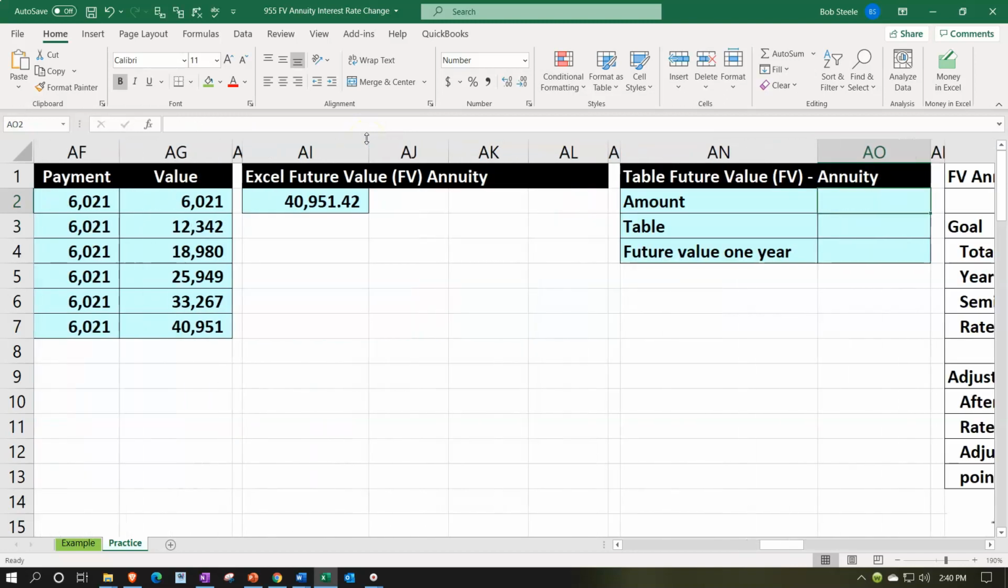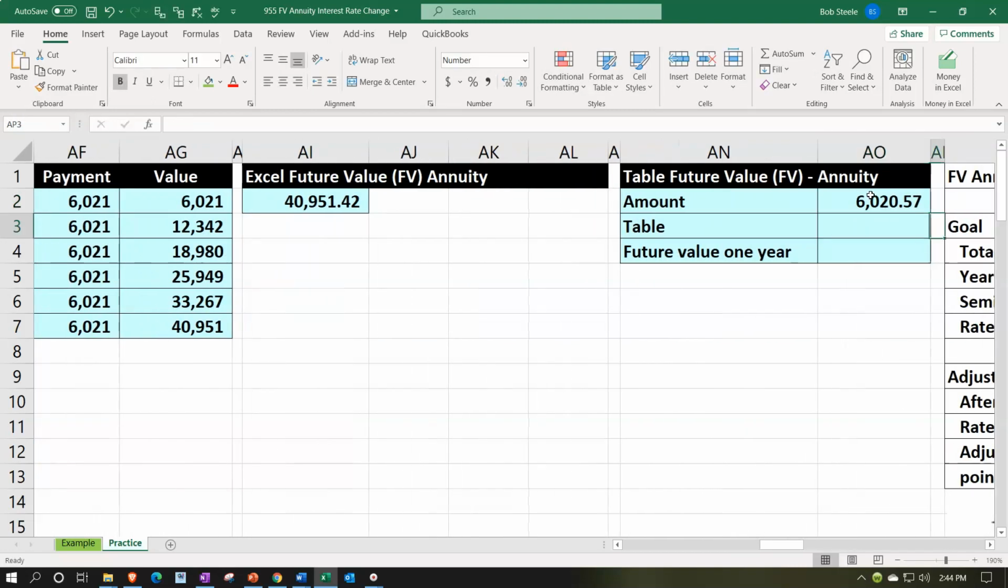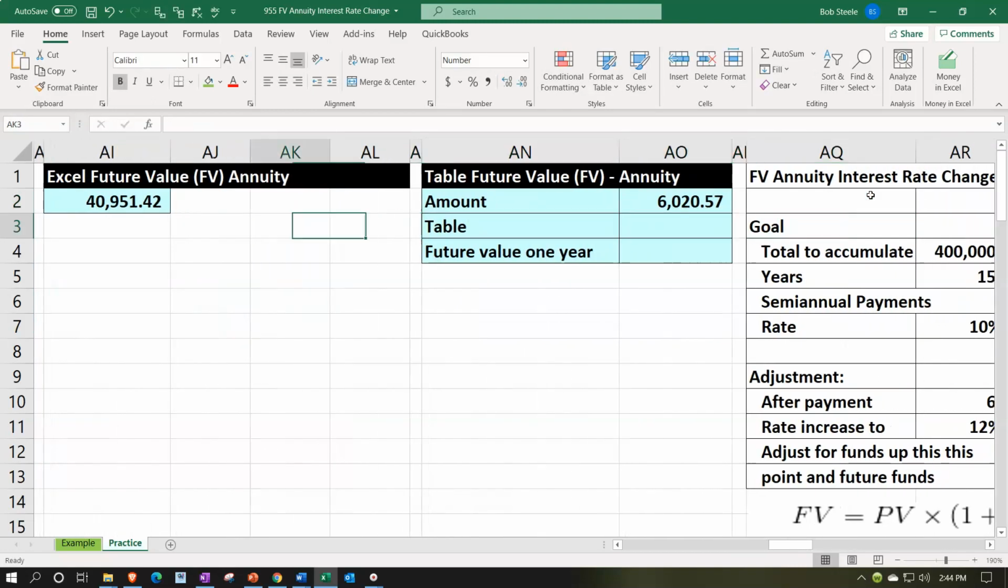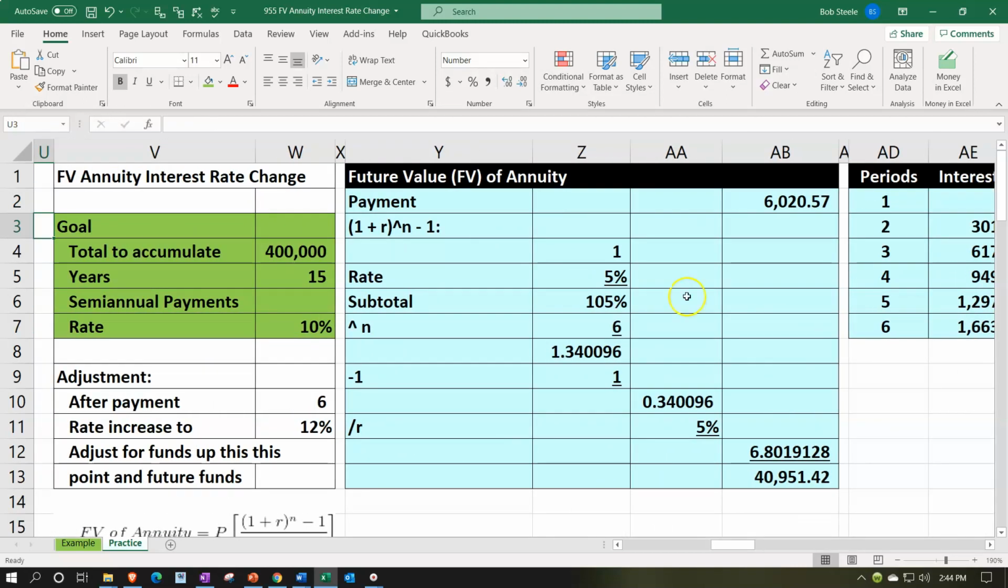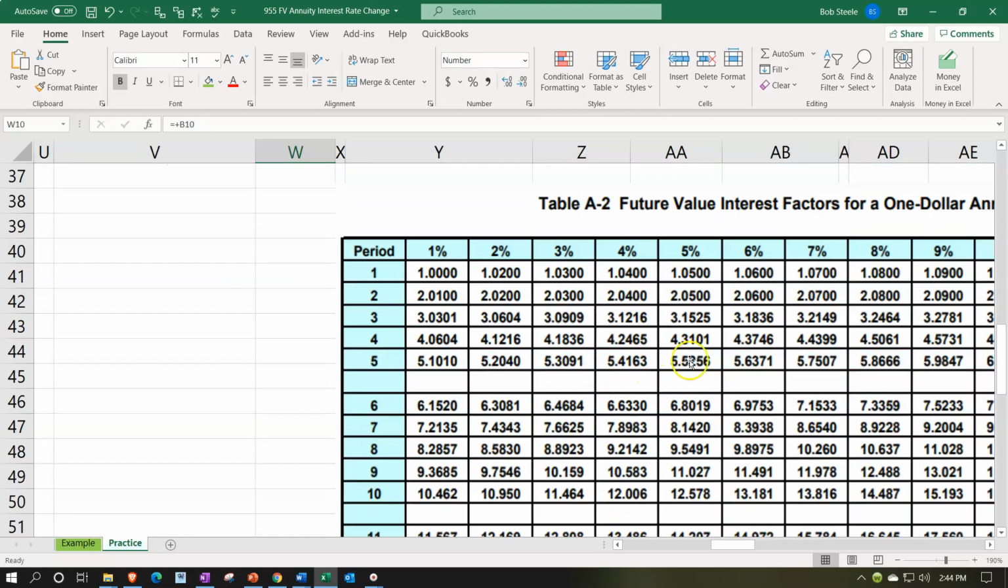Let's do it with the tables finally, the amount then. So this is going to be the payment, which is going to be, let's bring it up over here, the 602057. Amount from the table then, straightforward table time, but that's going to be 10% divided by 2, or 5%, 6 periods down here. So we're looking 5%, 6 periods, that's going to be 6.8019.